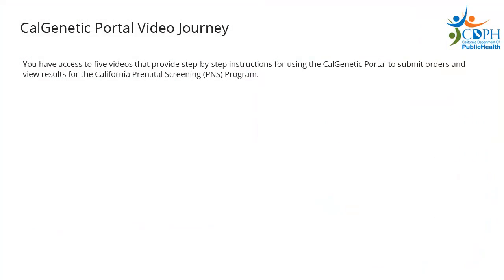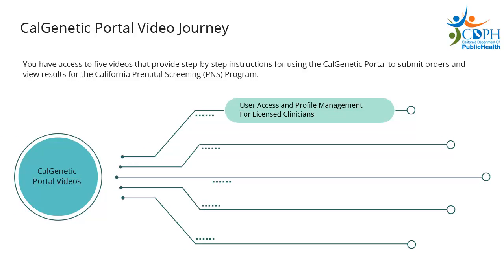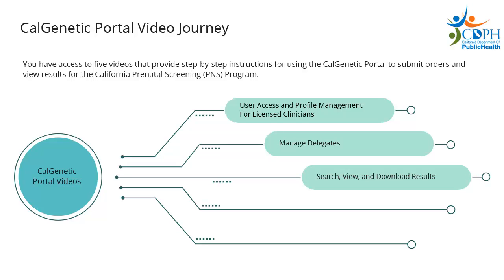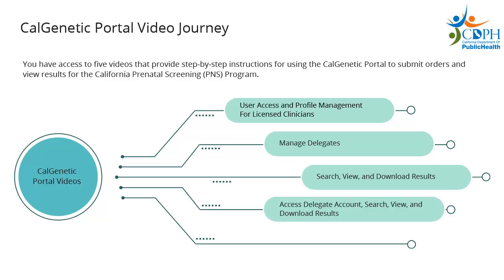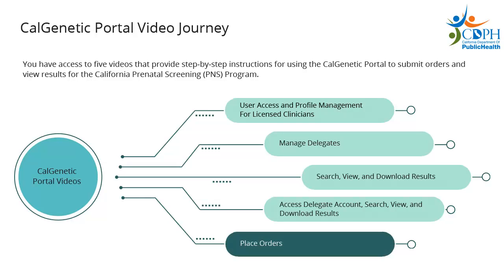You have access to 5 videos that provide step-by-step instructions for using the CalGenetic Portal to submit orders and view results for the California Prenatal Screening Program. The videos will cover how to access and manage your user profile, manage delegates, if applicable, view screening results, provide an overview of the delegate activities, and finally, how to place orders for prenatal screening with the CalGenetic Portal.